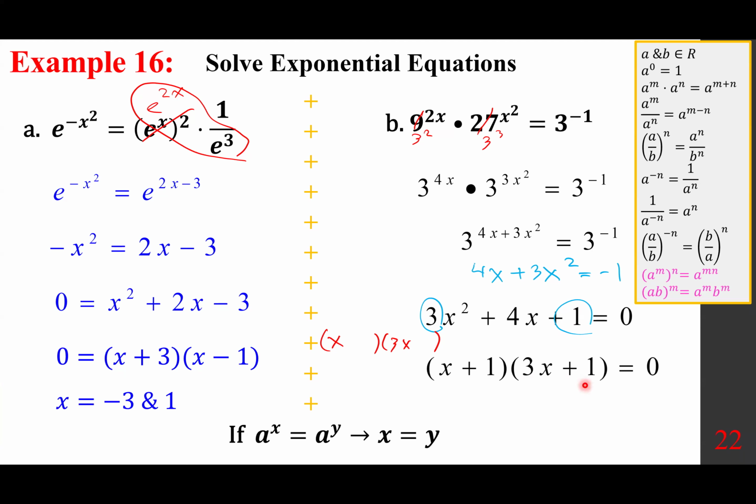This is 3x, this is x, they add up to 4x. Class, this is important to be checked. The product of these two is 3x, the product of these two is x, and they must add up to the middle term. So x is either negative 1 or negative 1/3.